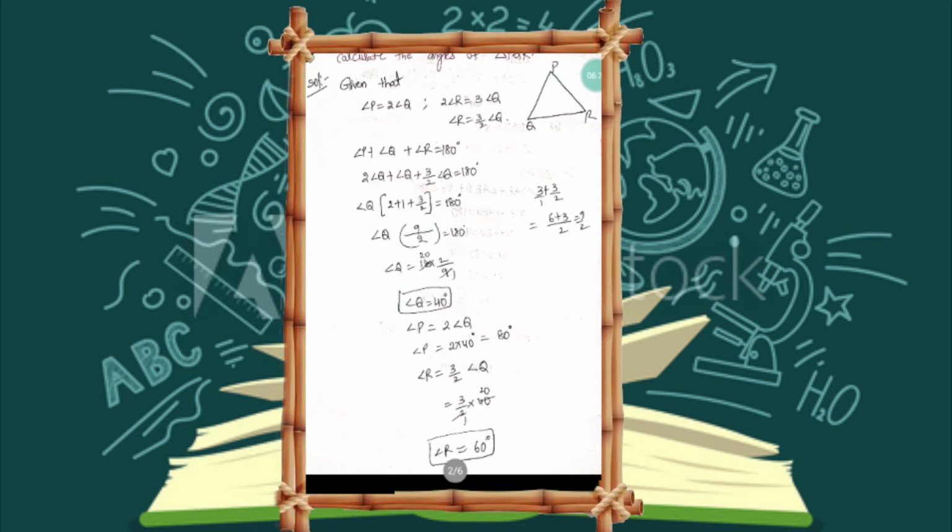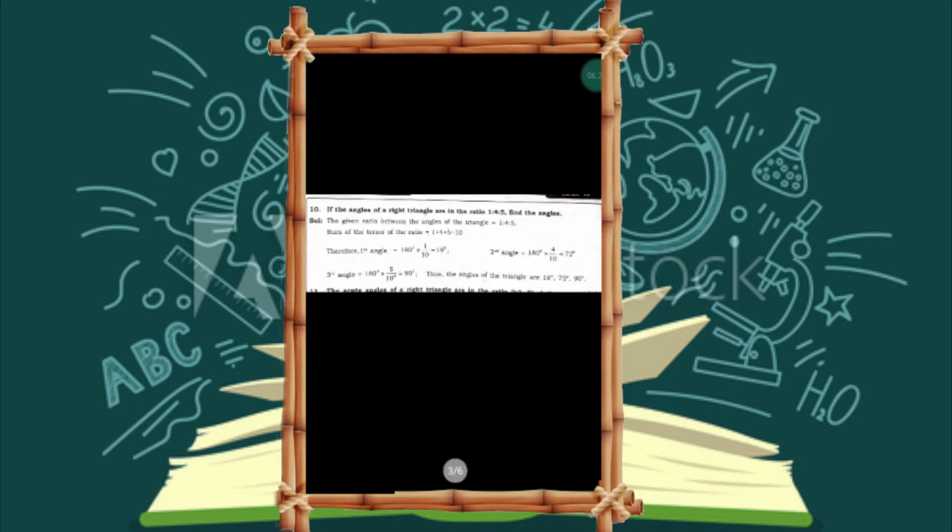Understood children? Now see the next problem. If the angles of a triangle are in the ratio of 1:4:5, find the angles. They did not give angles, but they gave ratios. Already in the previous problem we discussed the same kind of problem. But again see here children, the given ratio between the angles of a triangle is 1:4:5.